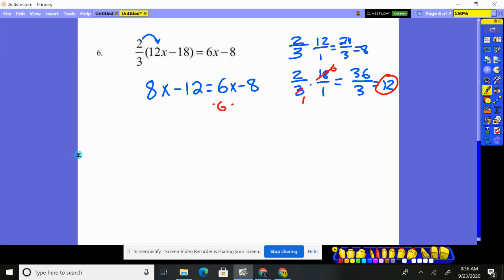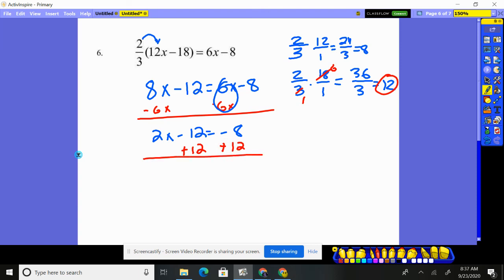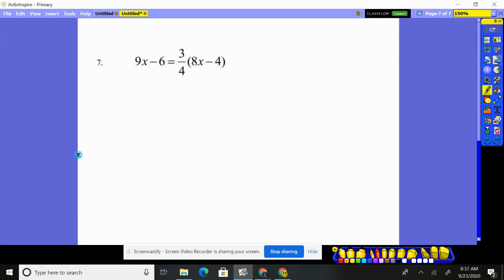Now let's move our smaller variable over. Now the problem's easy. 2x minus 12 equals negative 8. I now move my number over, the 12 over to both sides. I get 2x is equal to 4. Divide by 2 on both sides. X is 2 is our solution to this problem. All right, one more to go.